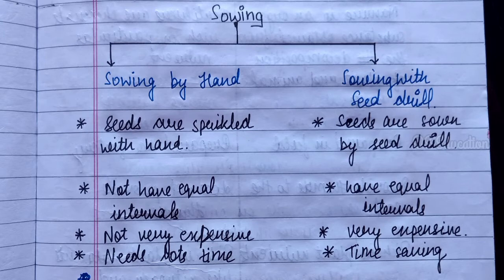When we sprinkle seeds with hand, it's obvious that it takes much time. It is not very expensive because man is used for that, and also the seeds do not have equal intervals. On the other hand, we have sowing with the seed drill. It has equal intervals. Again, it is very expensive. Also, it is time saving.